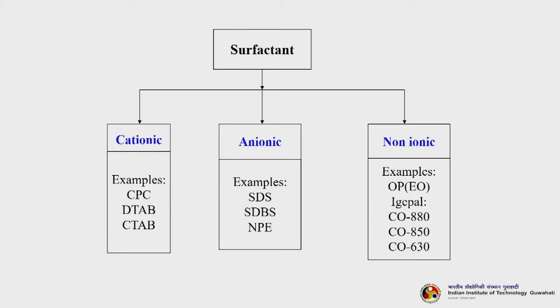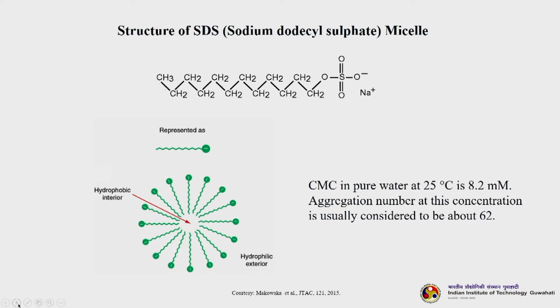Then we have different non-ionic surfactants. We will see how the structure of SDS looks. This is your SDS structure, which can be represented as a tail and a head. The critical micellar concentration of SDS in pure water at 25 degree centigrade is 8.2 millimolar. Beyond this 8.2 millimolar they will form micelles, and the aggregation number is about 62. You can see how the SDS will form micelles. The heads are on the outer side and the tails are joined here. So, this is your hydrophobic interior and this is the hydrophilic exterior.